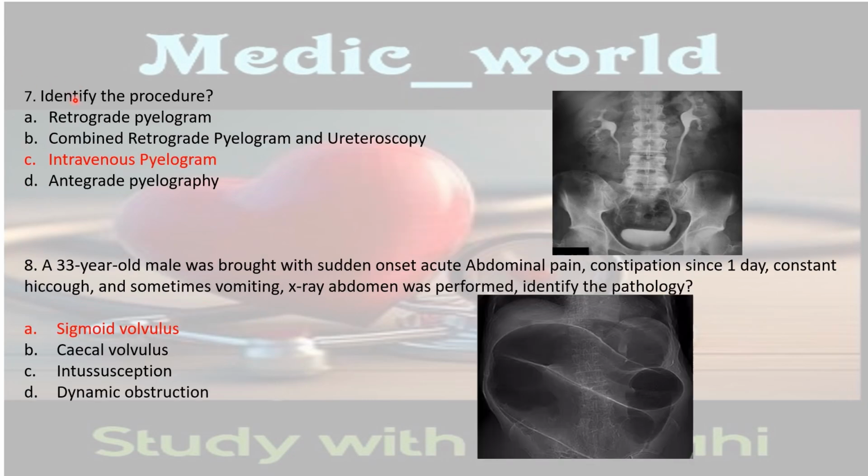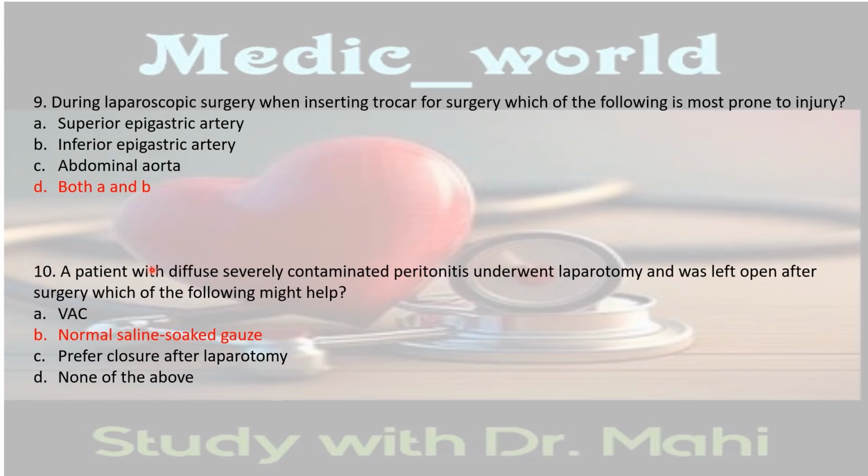Next question. Identify the procedure. Here in the image, the procedure given is the intravenous pyelogram. A 33-year-old male was brought with sudden onset acute abdominal pain, constipation since 1 day, constant hiccup, and sometimes vomiting. X-ray abdomen was performed. Identify the pathology. The pathology here is sigmoid volvulus.